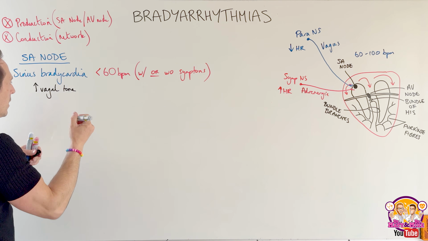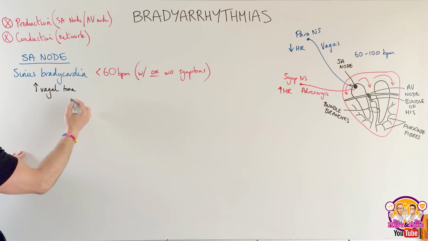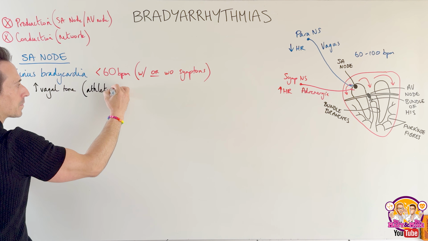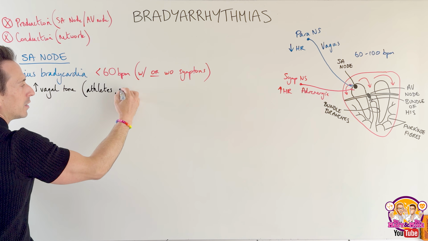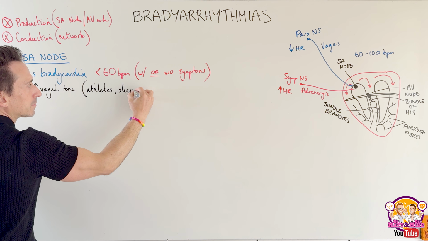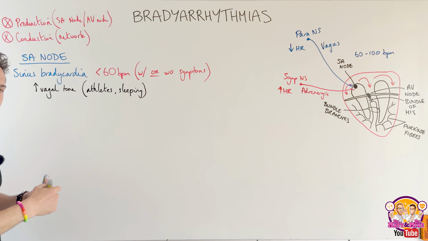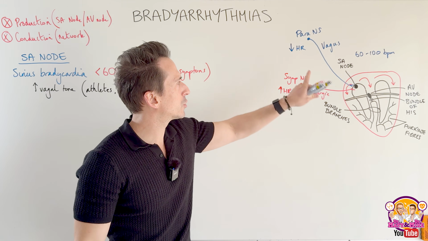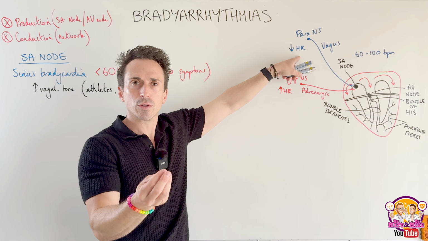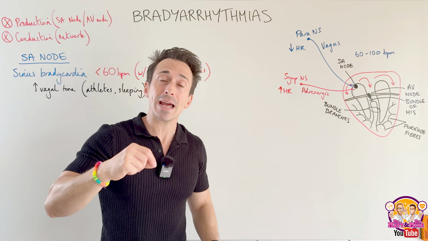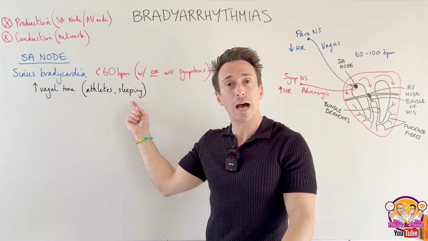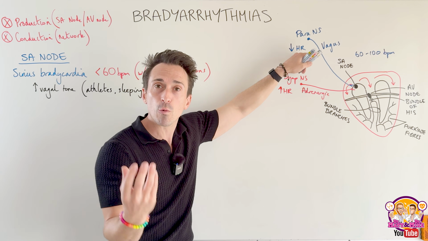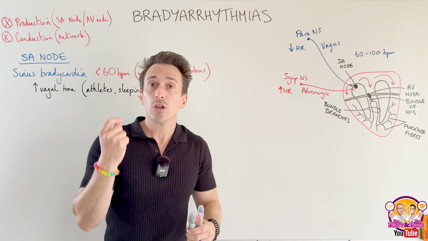But here's the thing. Increased vagal tone can happen in athletes. It can happen while you're sleeping. Now, is that abnormal? If you're an athlete and your heart rate goes slow because you've got too much vagal tone, is that a disease state? Is that a bradyarrhythmia? What about when you're asleep and your heart rate goes too low because you've got increased vagal tone? Is that a bradyarrhythmia? Well, the thing is, no, not necessarily.